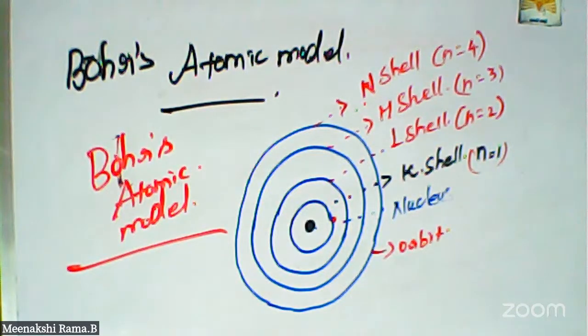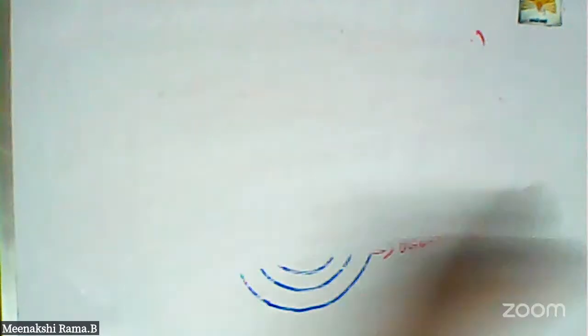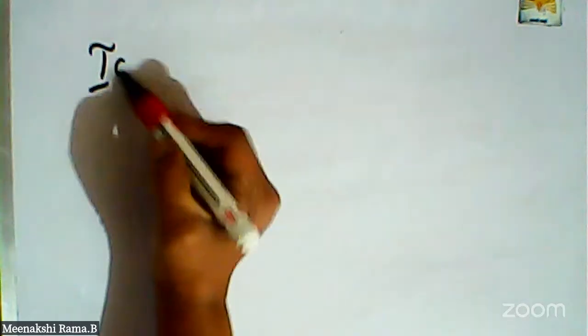Yes, so we studied two concepts: one is the Rutherford atomic model and then the Bohr model. Okay. Next topic, we are going to learn isotope, isobar, and isotone. What is isotope? What is isobar? And what is isotone? First one is isotopes. What are isotopes?